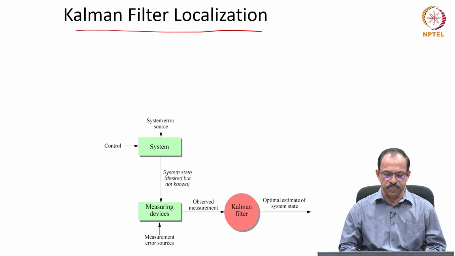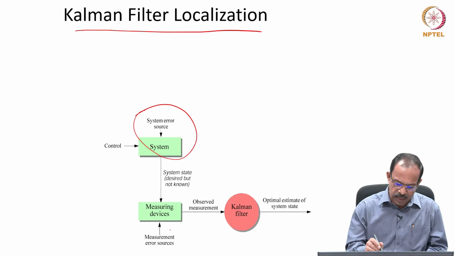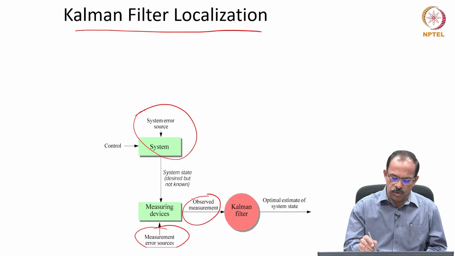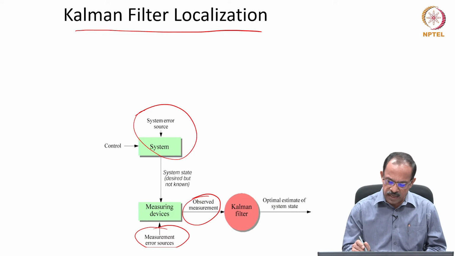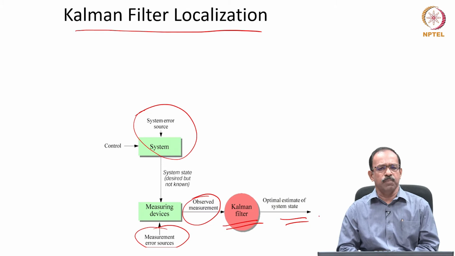So it takes the whole system, and we assume that there is an error in the system, and then you have a measurement using the sensors, with error from the measuring devices. It takes these two pieces of information, the system state and the observation, and then uses a filter to fuse them and get the optimal estimate. That is basically the principle of Kalman filter localization.